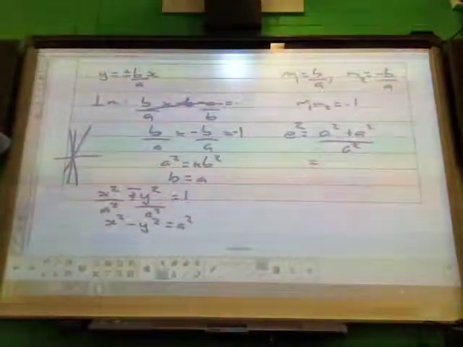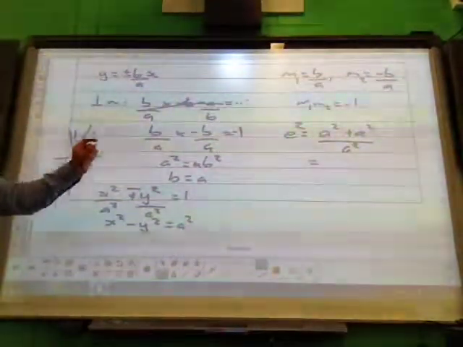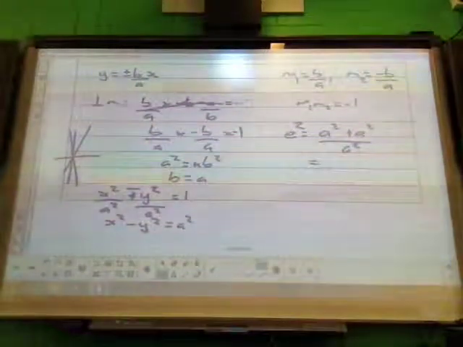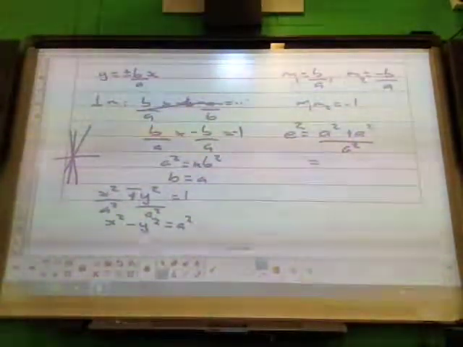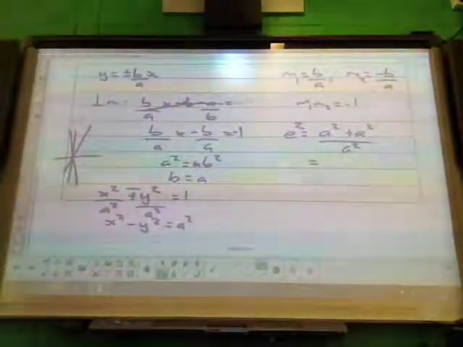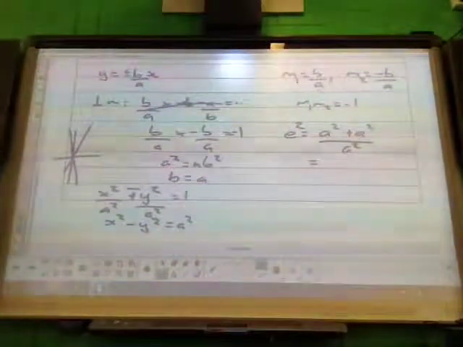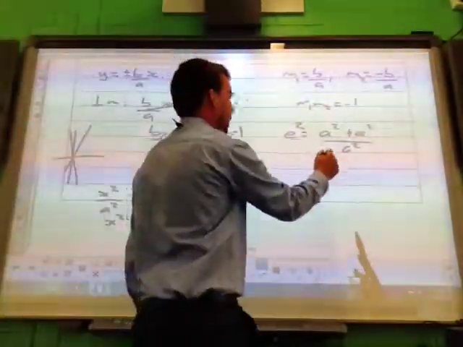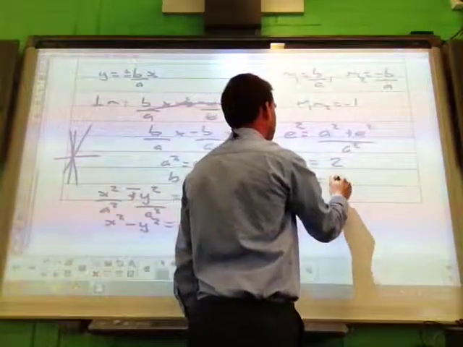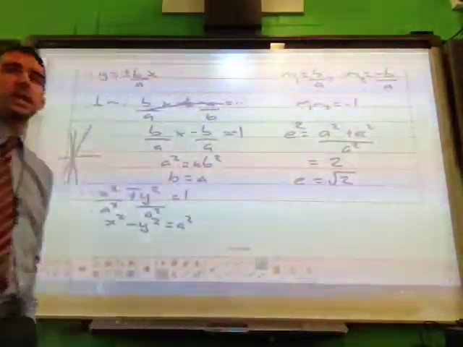Do you remember your condition? The foci are lying horizontally, so a is going to be the more dominant variable. What does that simplify down to on the right hand side? 2. So it'll be 2a squared over a squared, which is 2. Therefore, e must be the square root of 2 for all rectangular hyperbola.